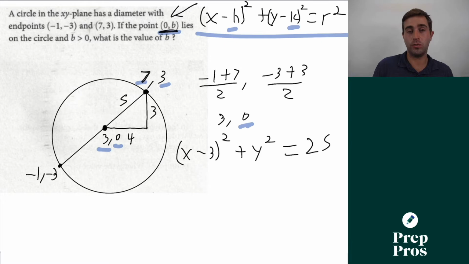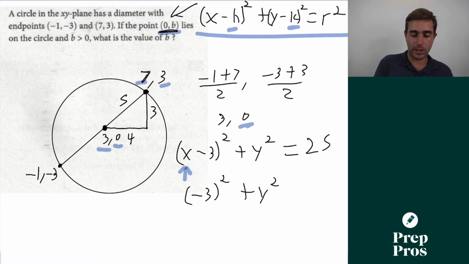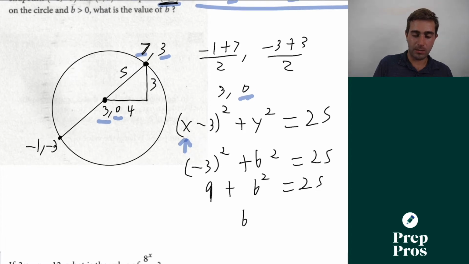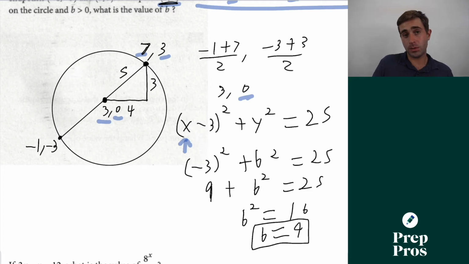Well, now I'm basically home free. I can solve for b by plugging 0 in for x. When I plug 0 in for x here, I'm going to get (-3) squared plus y squared equals 25. This will then become 9 plus, and I'll plug b in here, since it's our same y value, b squared equals 25. Then we will get that b squared equals 16, and then that b equals 4. And that gives us our correct answer here. The most important part with these circle questions is really remembering those two principles, and the rest of the problem isn't super difficult.